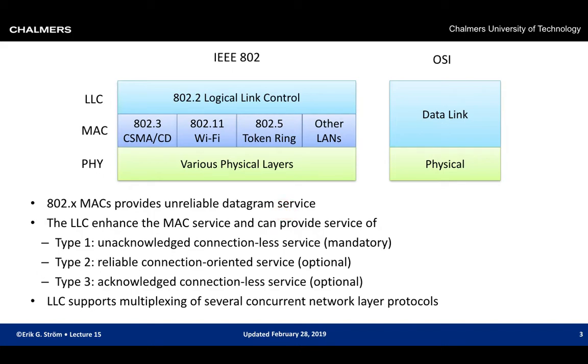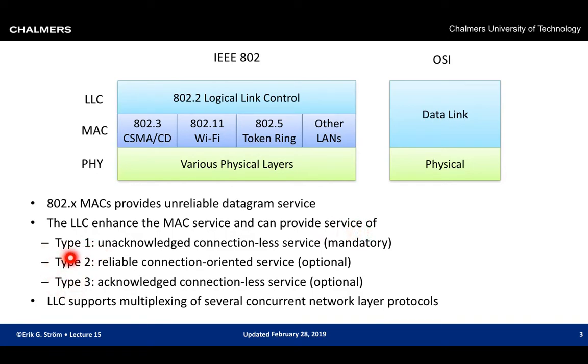So basically, they accept packets and send them. That's it. They don't try necessarily to correct anything, or at least they don't provide any guarantees. So the link layer control enhances this service. The service which goes up here is enhanced to the service that goes up to the upper layer, to the network layer. And there are three types of services: type 1, type 2, type 3.